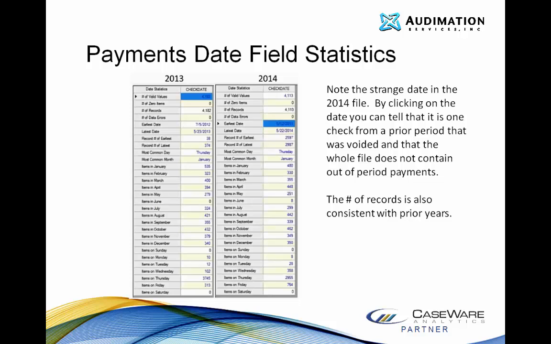So either something's really wrong with the data, because the number of records is relatively consistent, or, what it turns out to be when I clicked into it, is that there was a void check originally dated in 2011 and actually voided out in the current year. And we can see the most common date is a Thursday, which is probably because they have a standard time to run checks on Thursdays, so that's okay, that makes sense.